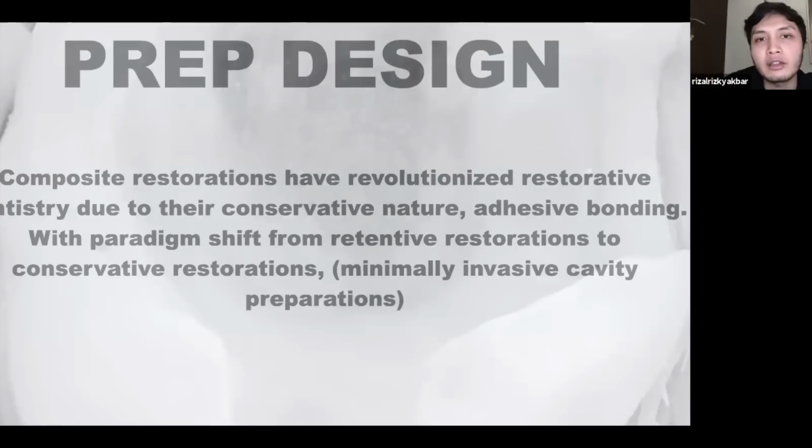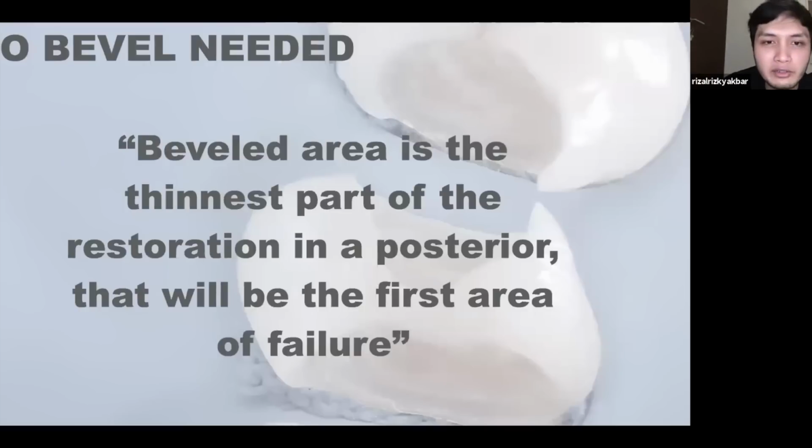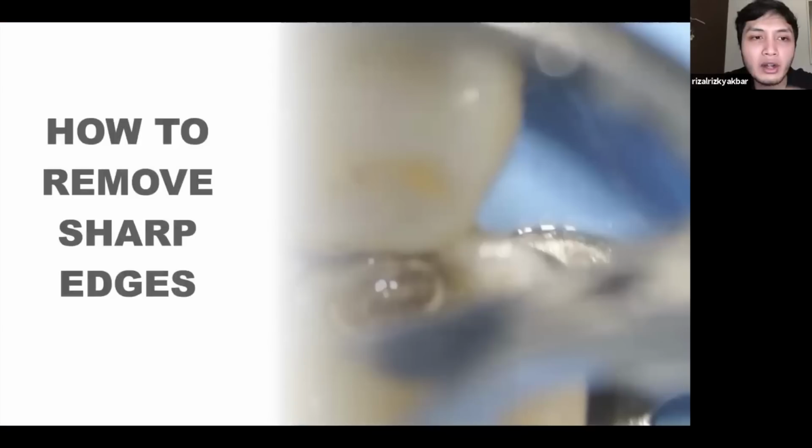So I always remind all of you that for posterior, no bevel is needed. If you look at the textbook, the bevel area is the thinnest part of the restoration in the posterior. That will be the first area of failure, so it will damage the longevity of your restoration. So make sure no bevel is needed in posterior. All you have to do is make it round, remove the sharp edges, and then you can put a composite on top of that.